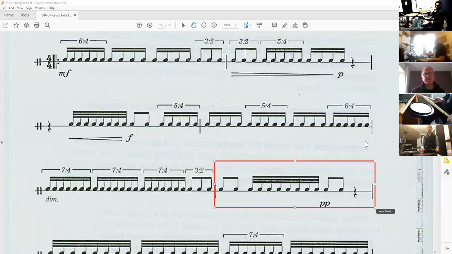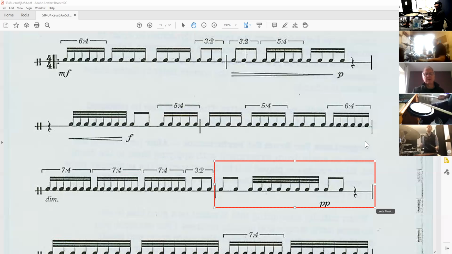1, 2, 3, 4. 1 and 2 and a 2 and a 3 and 4. 1, 2, 3, 4. 1, 2, 3, 4. 1 and 2 and a 2 and a 3 and 4. 1, 2, 3, 4. 1 and 2 and 1, 2, 3, 4.